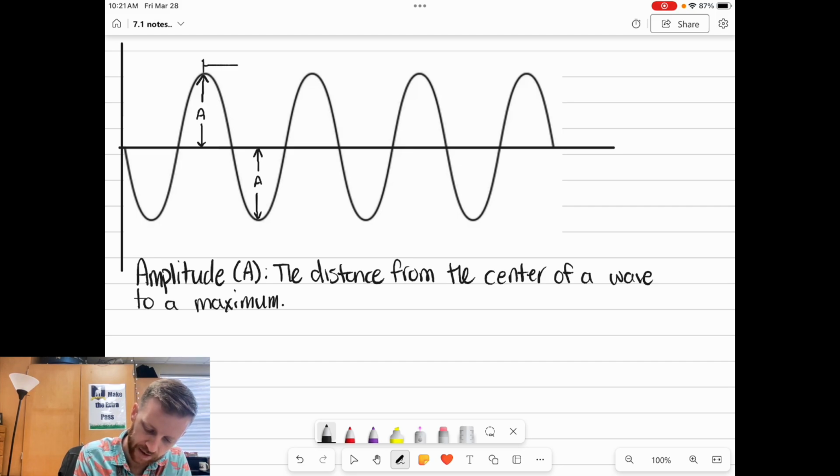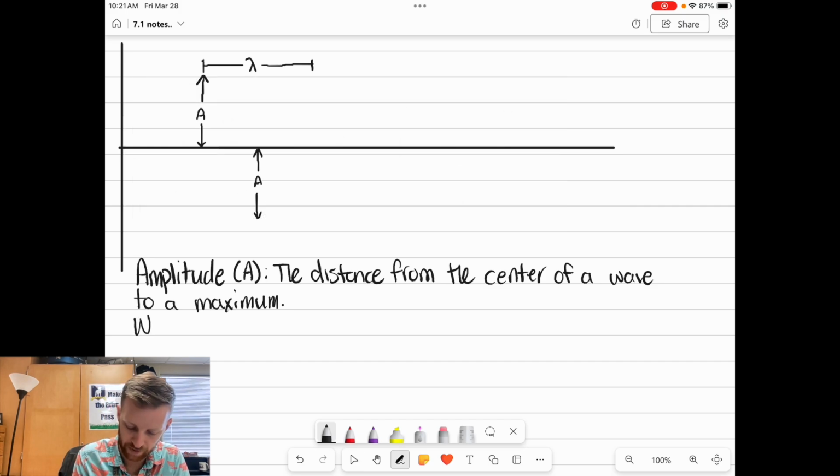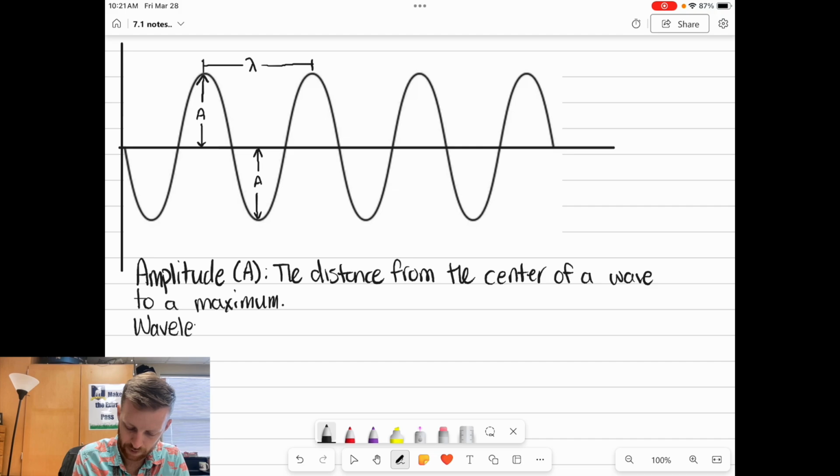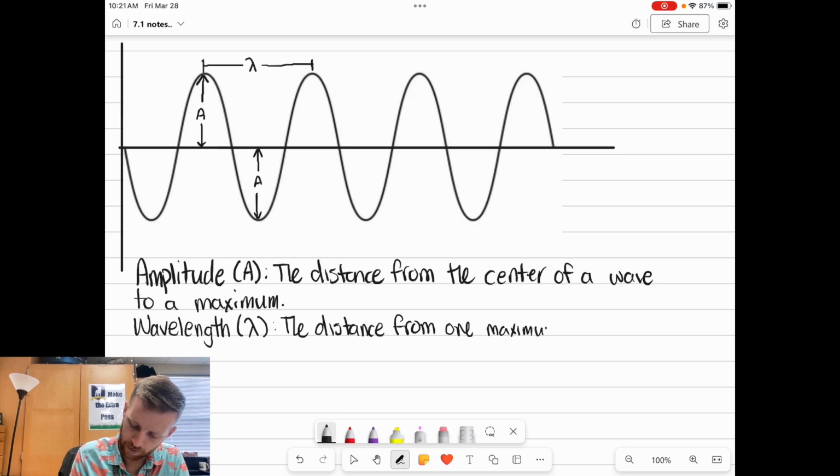So wavelength is from peak to peak. It's represented by this called a lambda. From peak to peak or trough to trough there. So this is called wavelength. Represented by lambda. And it is the distance from one maximum to another.